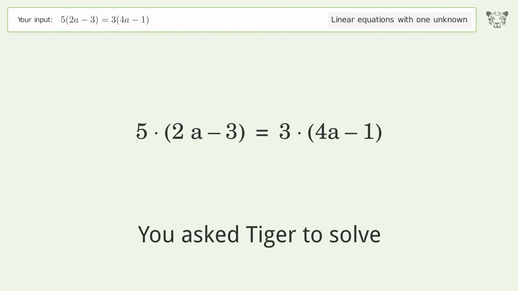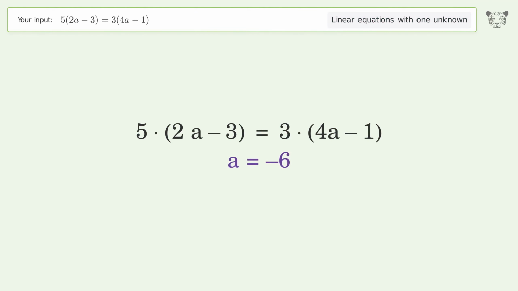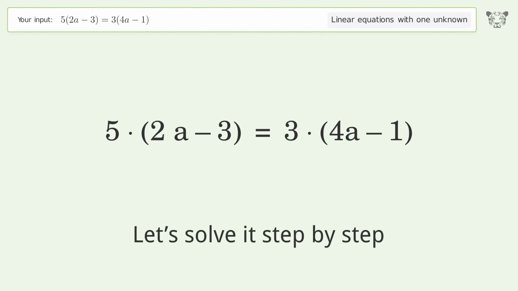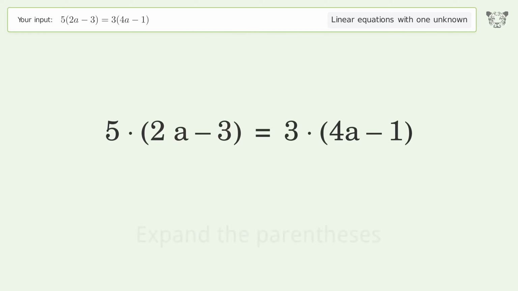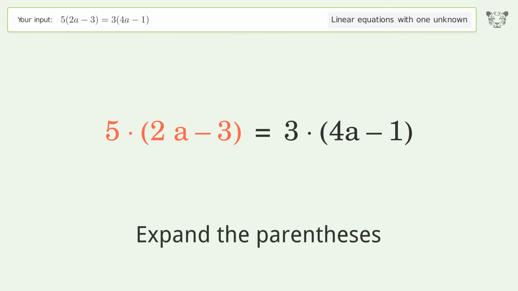You ask Tiger to solve this. It deals with linear equations with one unknown. The final result is a equals -6. Let's solve it step by step. Simplify the expression. Expand the parentheses.